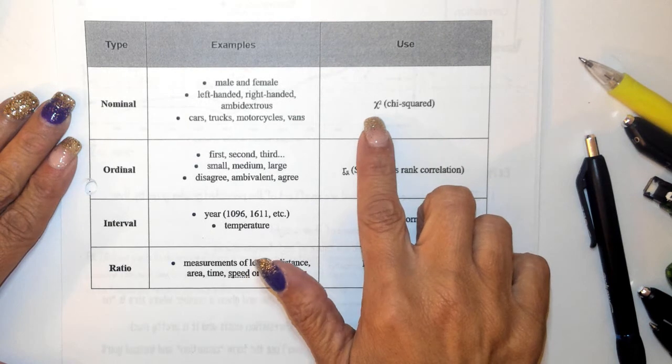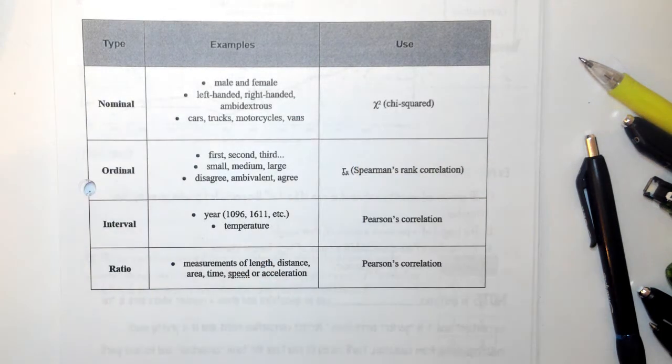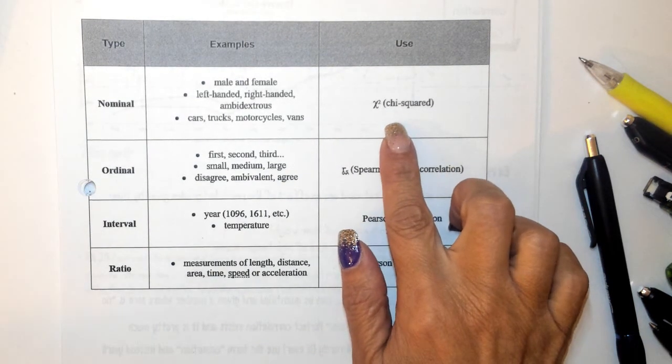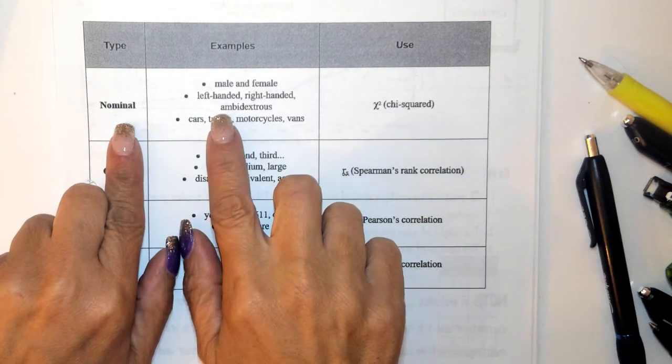Some of these you already know. You already know chi-squared from your biology. So now you may not remember how to do it. And when Mr. Hayes came in the other day, he was like, "Are y'all going to do chi-squared?" And I said, "Yes." When you do chi-squared, you're looking at nominal data.